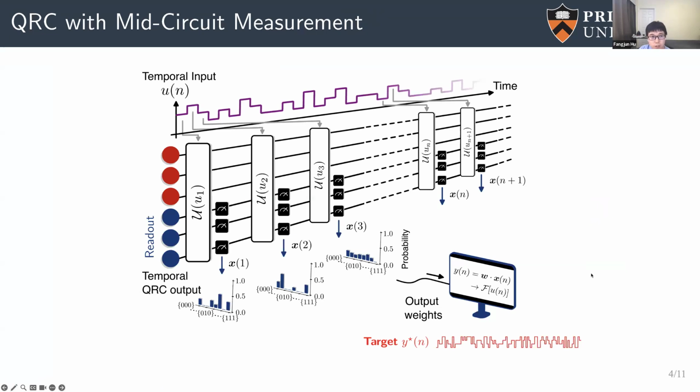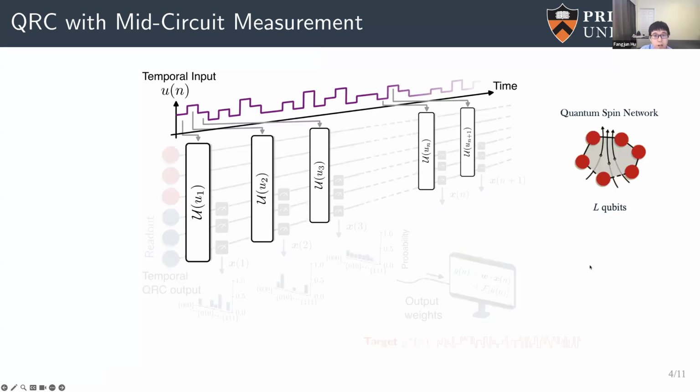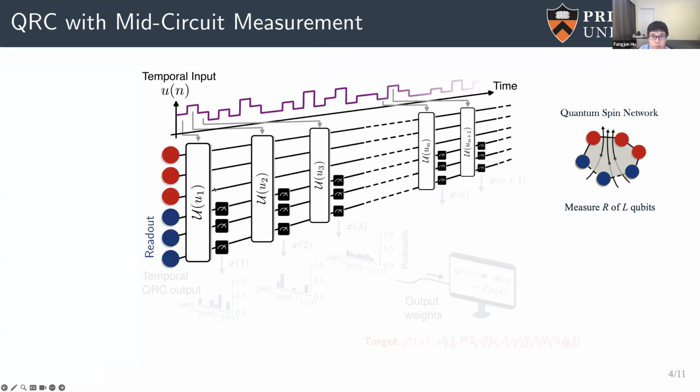To solve those problems, a straightforward way is to add some mid-circuit measurements on just part of the qubits and leave the other qubits unmeasured. This is the schematic describing such mid-circuit measurement. It is a little bit complicated, but let me divide it into several parts and introduce them one by one. First of all, the encoding part, where we embed the input into the same system at each time step. For example, we can use some Ising-type quantum spin network, which consists of n qubits that are randomly coupled to each other. And in the second part, we extract the information by measuring a subset of qubits.